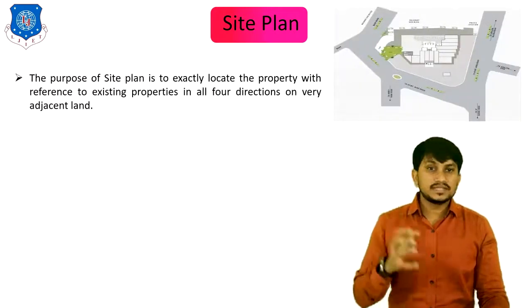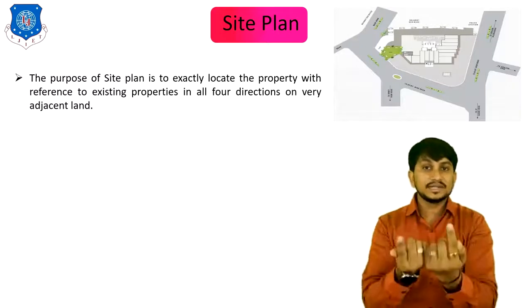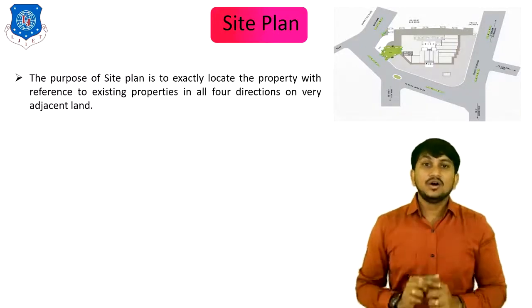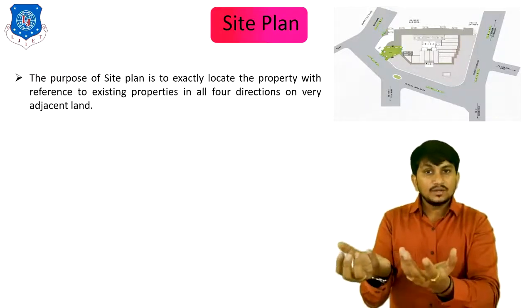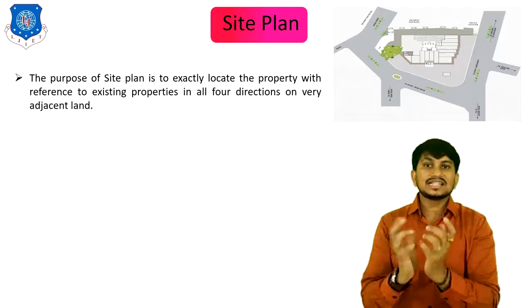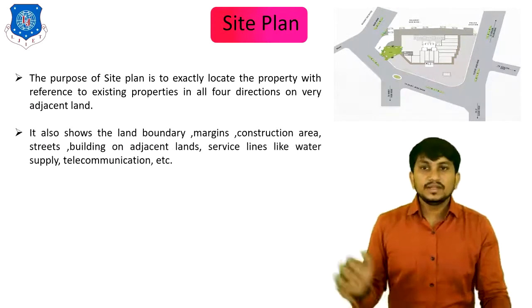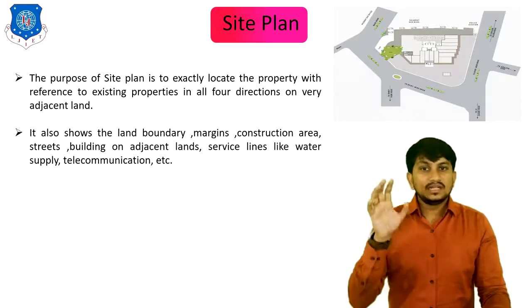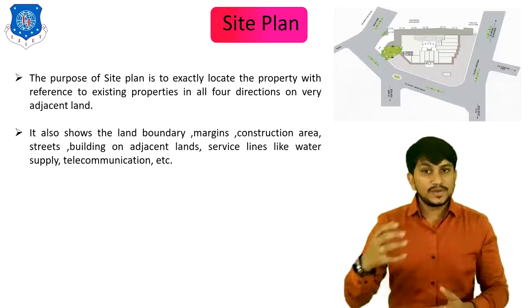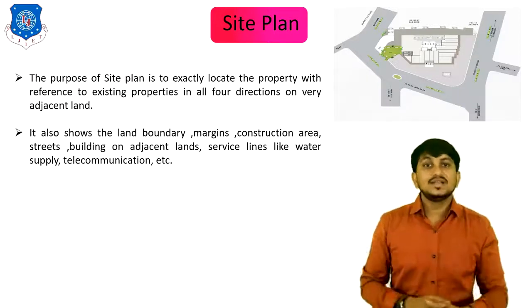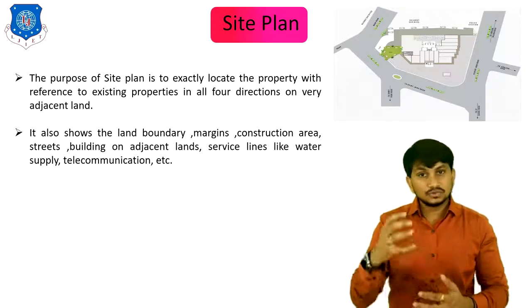The purpose of site plan is to exactly locate the property with reference to existing properties in all four directions on very adjacent land. So in site plan, only number of close properties around the site is located. Whole area is not located. It also shows the land boundary, margins, construction area, streets, building on adjacent lands, service lines like water supply, telecommunication, etc. in site plan.